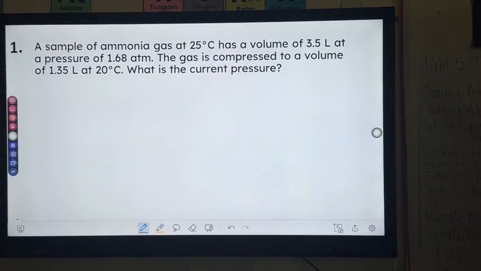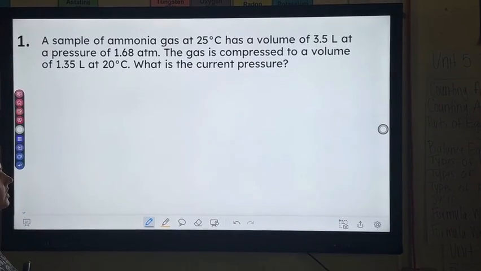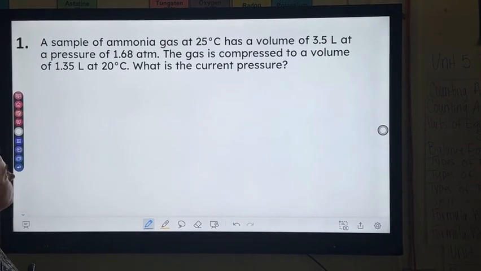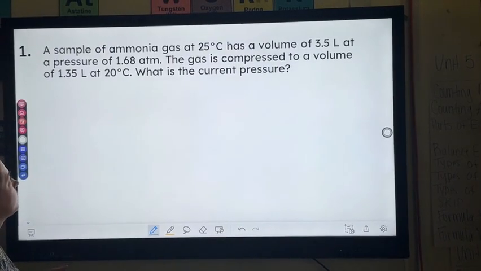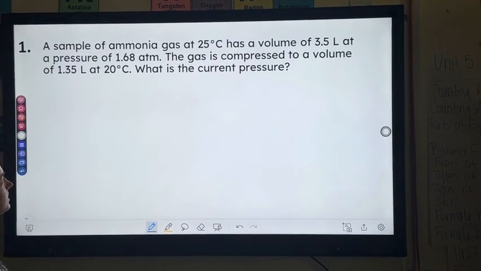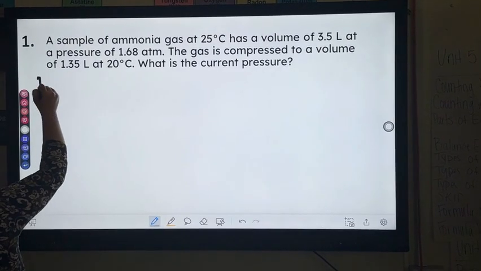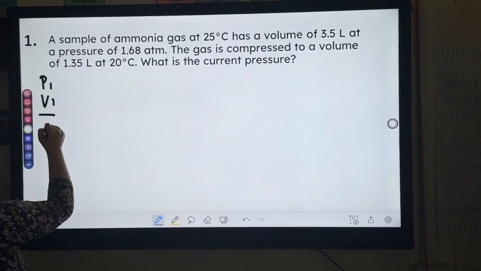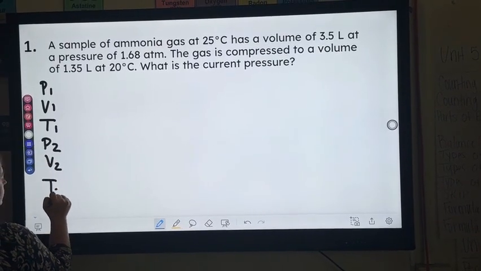All right, here we go. A sample of ammonia gas at 25 degrees Celsius has a volume of 3.5 liters and a pressure of 1.68 atm. The gas is compressed to a volume of 1.35 liters at 20 degrees Celsius. What is the new pressure? So I'm going to make my list of variables. I have P1, V1, T1, P2, V2, and T2.